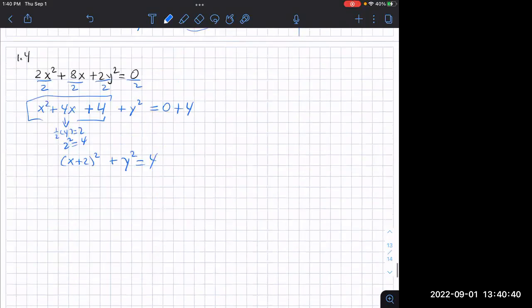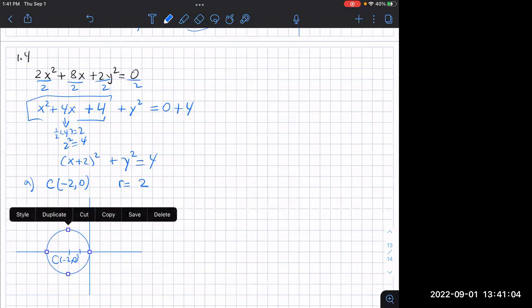And what's the center? The center is (−2, 0). What's the radius? The radius is 2. Okay, so graph the circle. So you get something like this. So that's part A, part B is the graph. Okay, part C, intercepts.